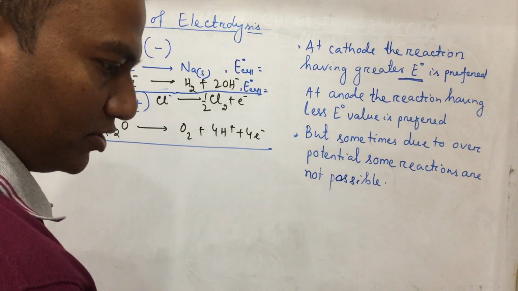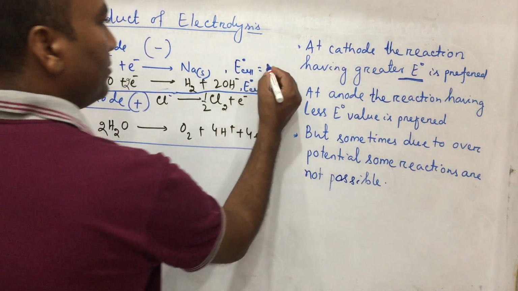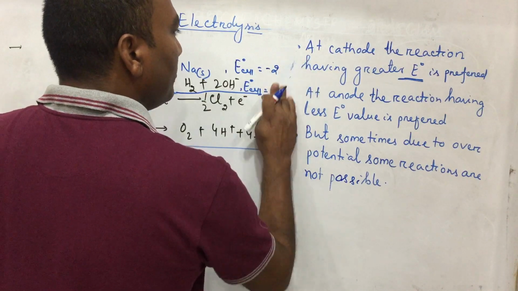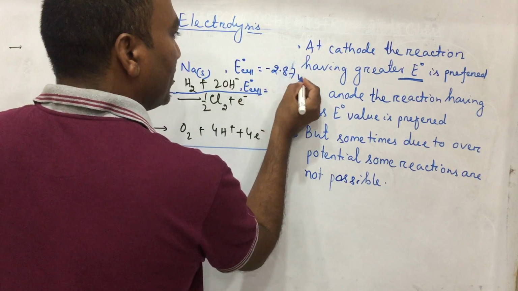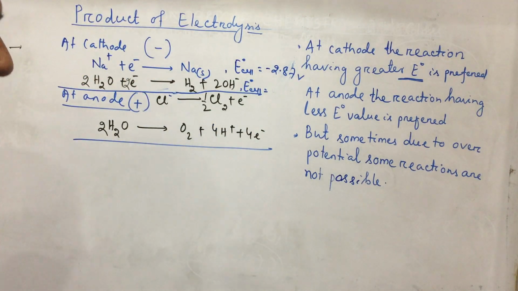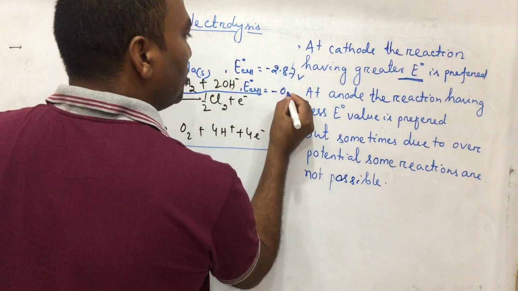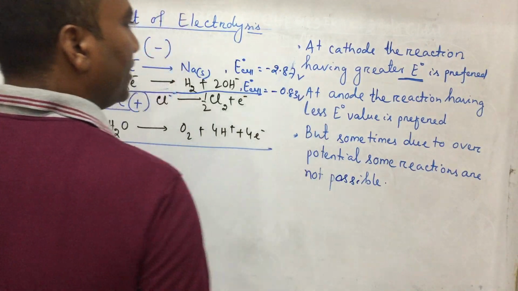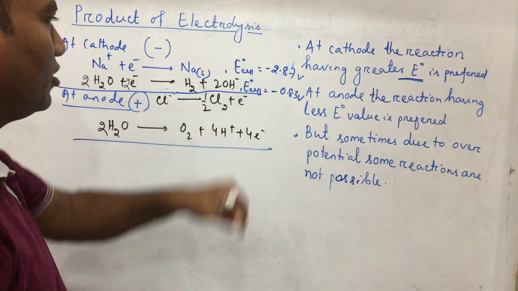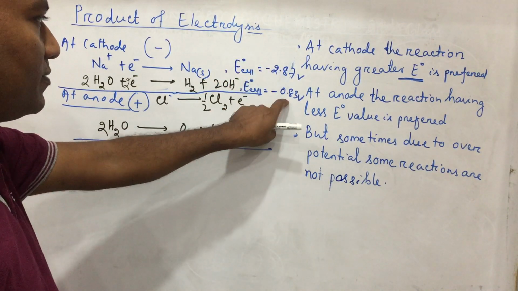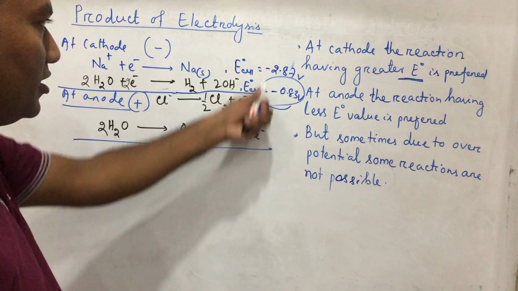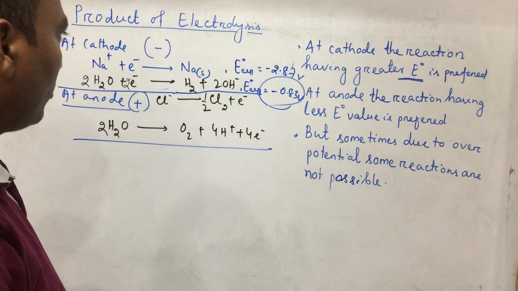So Na+, its E° value is minus 2.87 volt, and water when it gains 2 electrons, its E° value is minus 0.83 volt. Okay. So at cathode, between these two, whose E° value is greater? This value is greater. This is minus, no? Okay.